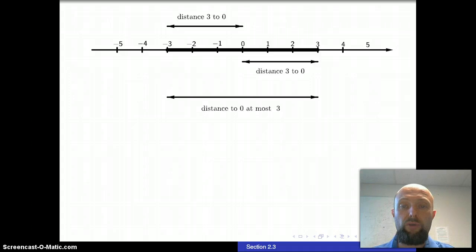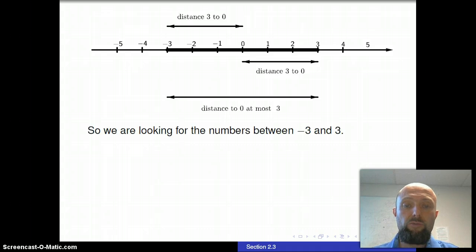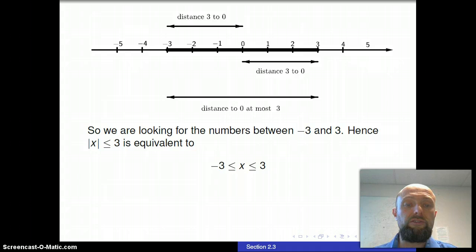So we have the following picture. Negative 3 and 3 are the points that are exactly distance 3 away from 0, and we are looking for all the points whose distance to 0 is at most 3. So we are looking for the numbers between negative 3 and 3. Hence, the inequality absolute value of x is less than or equal to 3 is equivalent to the compound inequality negative 3 is less than or equal to x is less than or equal to 3.